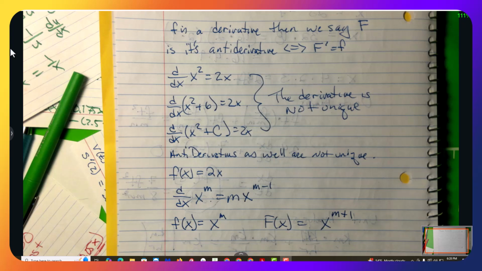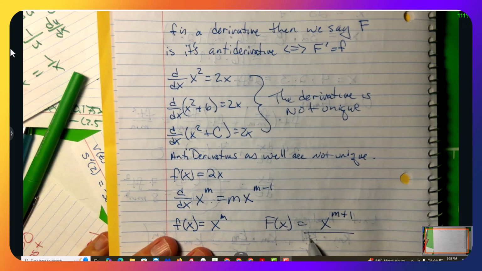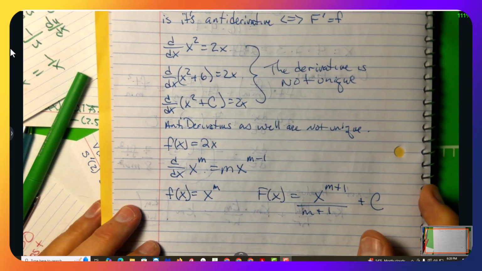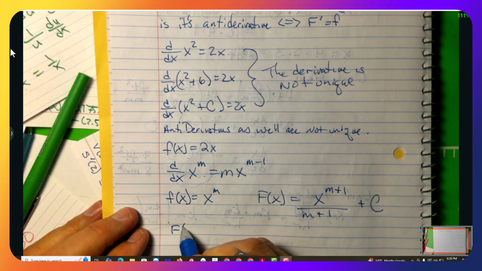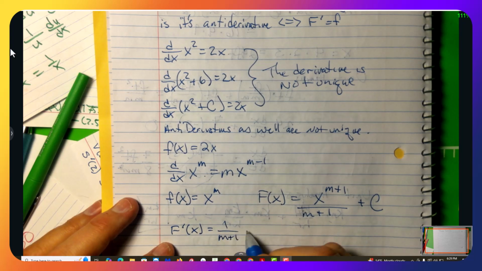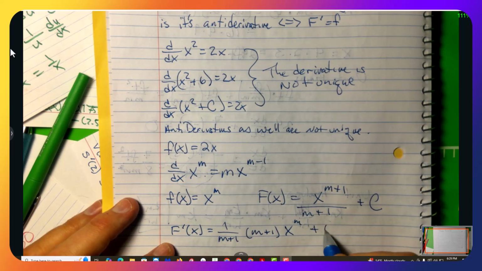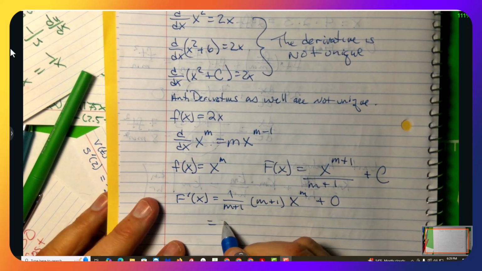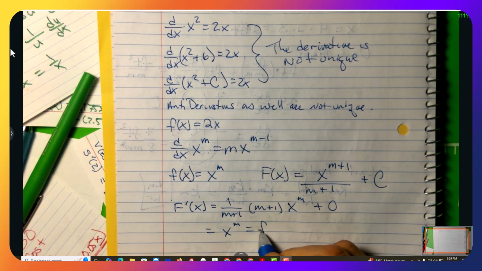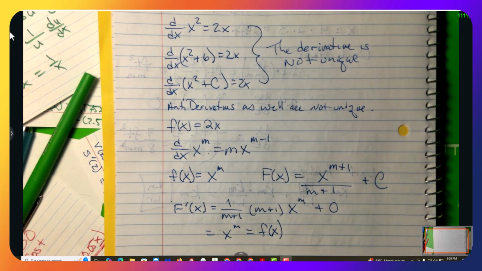Now let's think about that. If you take that derivative, that m plus 1 comes down, and we divide by the new power, and we add a constant. So let's prove. Big F prime of x. It's 1 over m plus 1. Oh, the m plus 1 comes down. X to the m, and the derivative of a constant is 0. And oh, look, you can check, because the derivative of an antiderivative is the first function you started with.